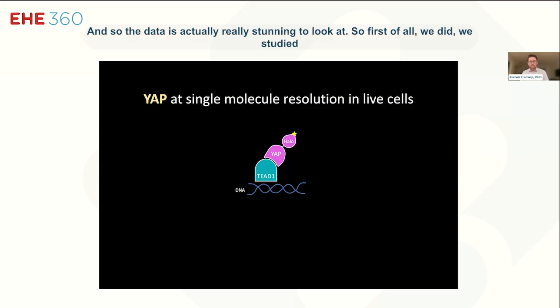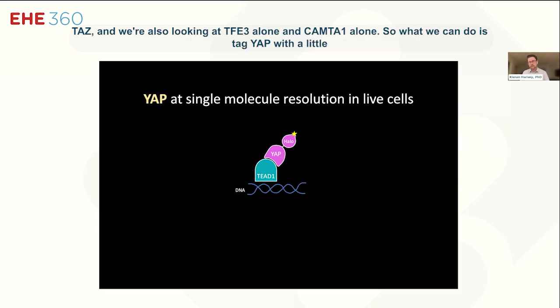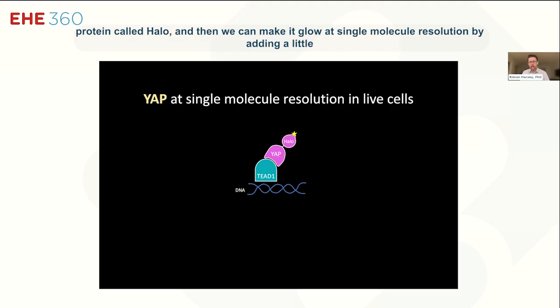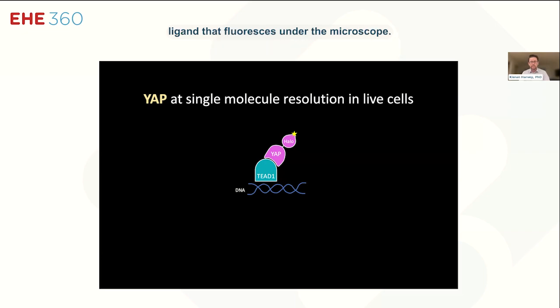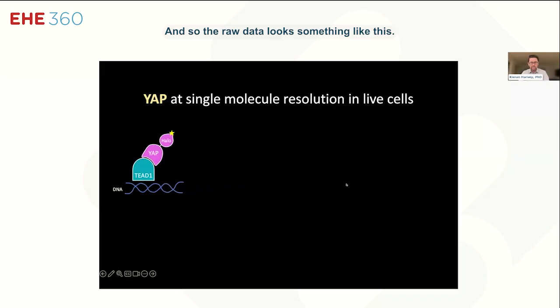So first of all, we studied these fusion proteins, but we also studied the parent proteins. By that, I mean YAP as well as TAS, and we're also looking at TFE3 alone and CAMTA alone. So what we can do is tag YAP with a little protein called halo, and then we can make it glow at single molecule resolution by adding a little ligand that fluoresces under the microscope. And so the raw data looks something like this.